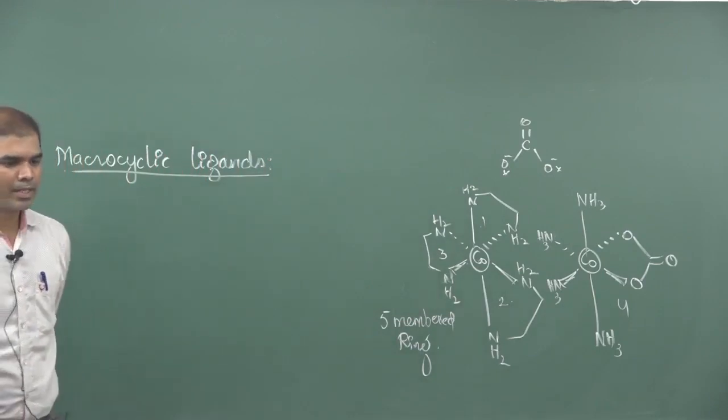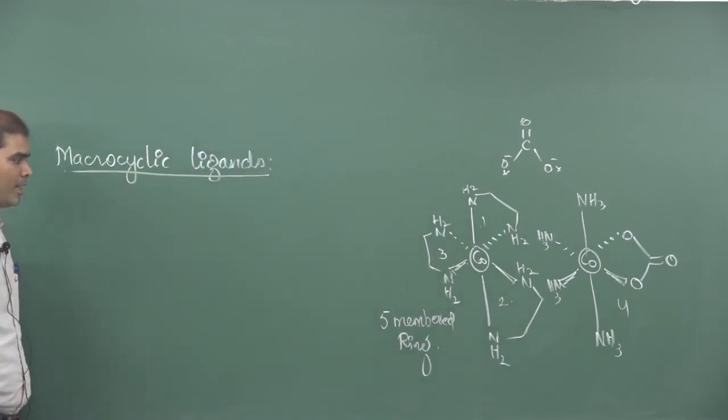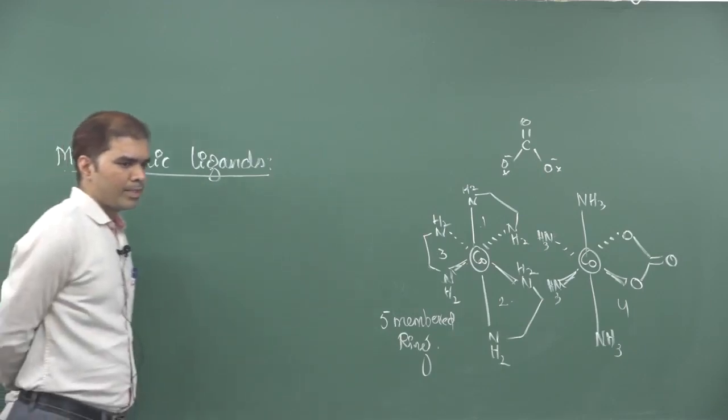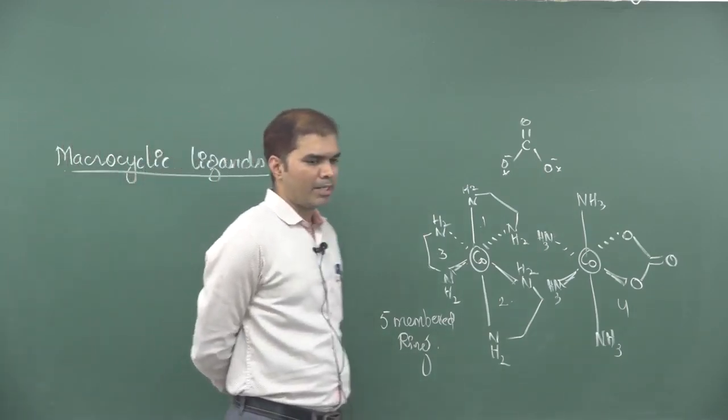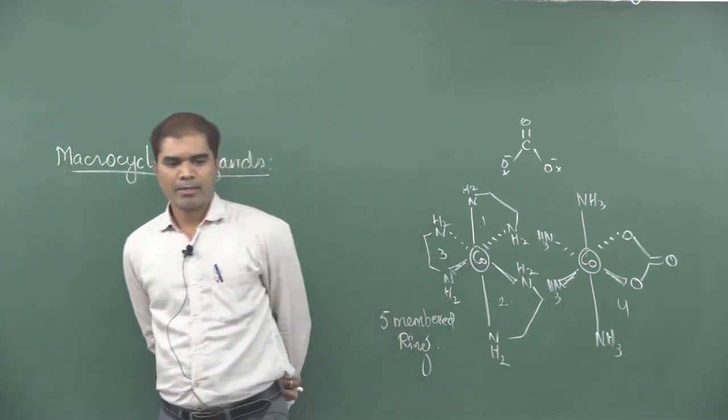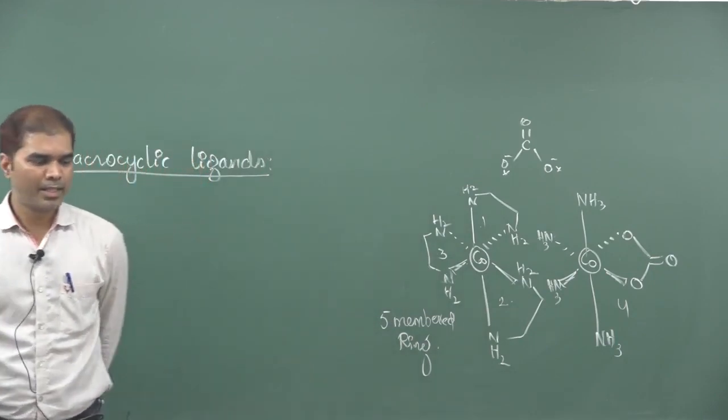Sulfato is also a chelating ligand. EDTA is a chelating ligand. Simply remember, acyclic polydentate ligands come under chelating ligands, acyclic polydentate.